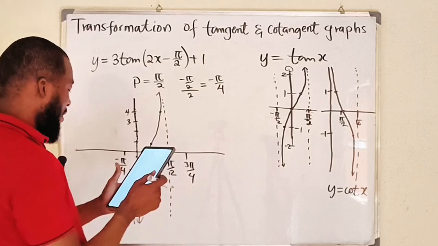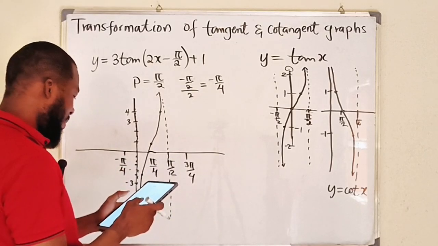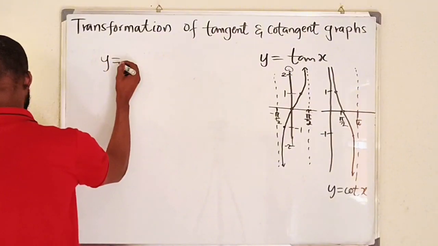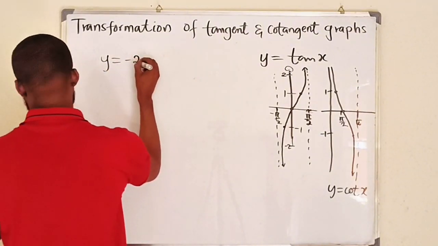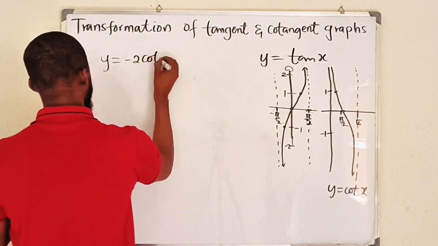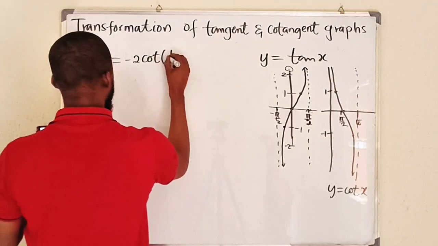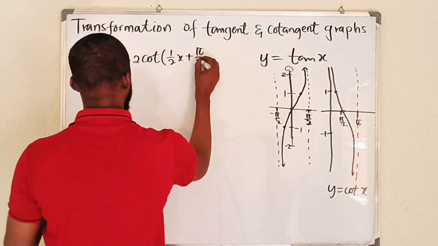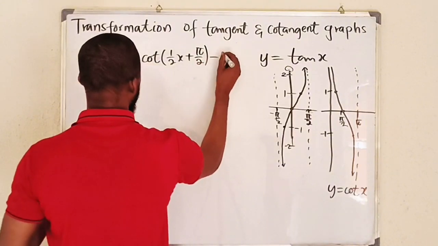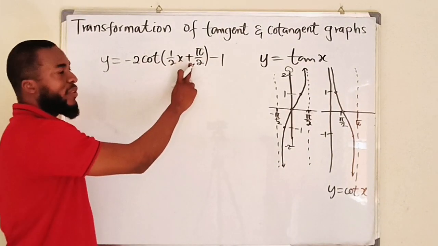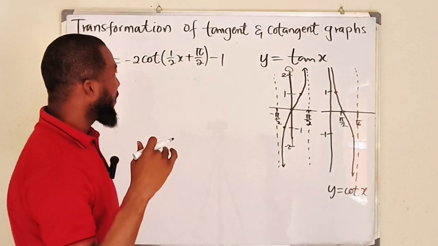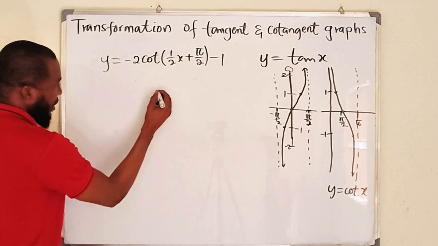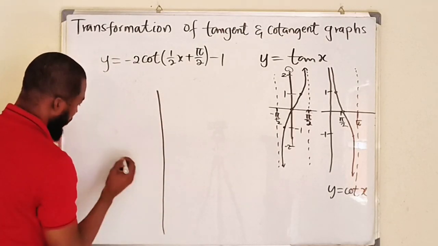Now let us look at the second to the last problem here. We have y equal to negative 2 cotangent of 1 over 2x plus pi divided by 2, then minus 1. Because of this positive sign, the graph will be shifted to the left. So I have something like this.